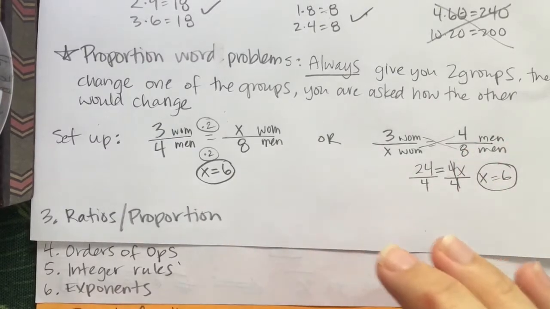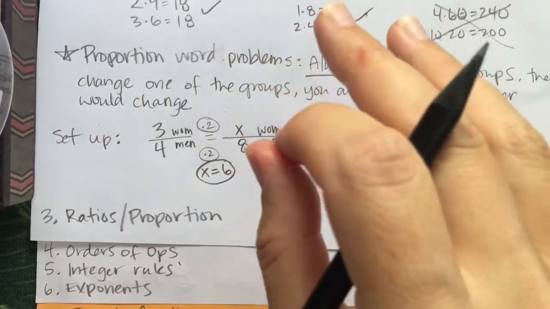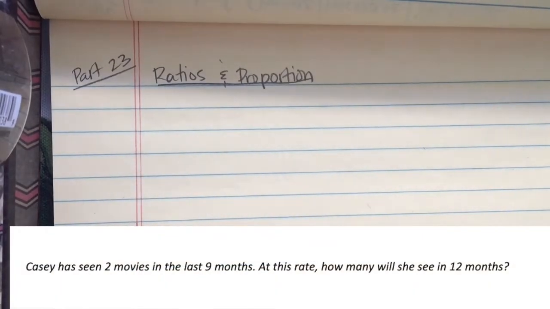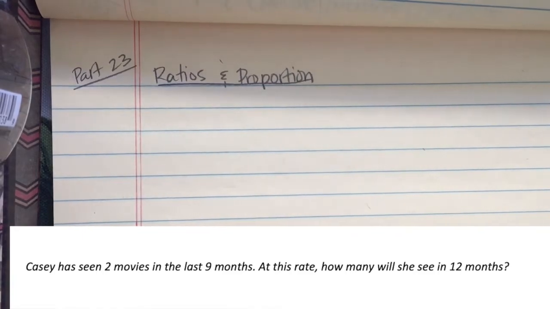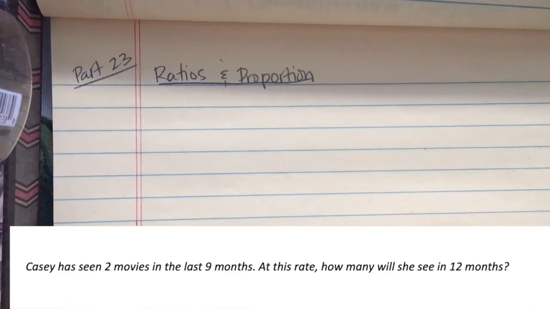Okay? Let's try another one, and I'm going to put this one on your screen. I know you're probably out of room in your notes section, but you've got everything that you need here. Okay? All right, so check out this next problem. Casey has seen 2 movies in the last 9 months. At this rate, how many will she see in 12 months? This is another classic proportion. They've given you 2 groups of something, and then they've changed one of the groups, and they're asking you how the other one is going to change.